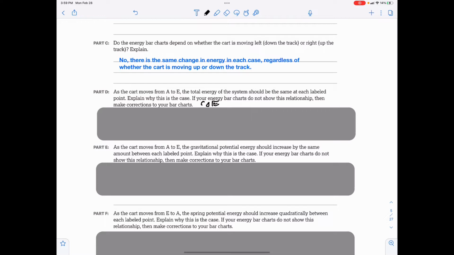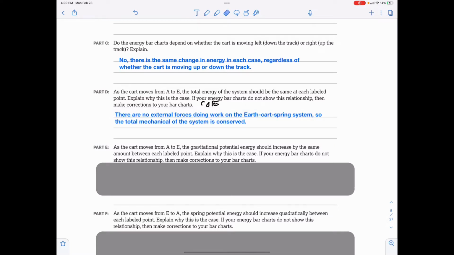Okay, and why does conservation of energy work? Because there are no external forces acting on the system. No external forces doing work. So if there's no external forces doing work, that means the energy within the system is constant or conserved. And a loss in one form of energy becomes a gain in another.